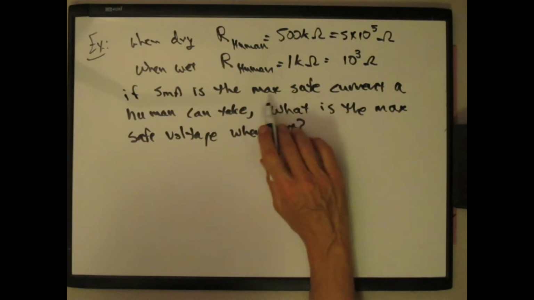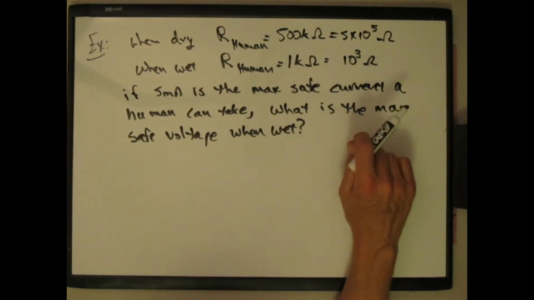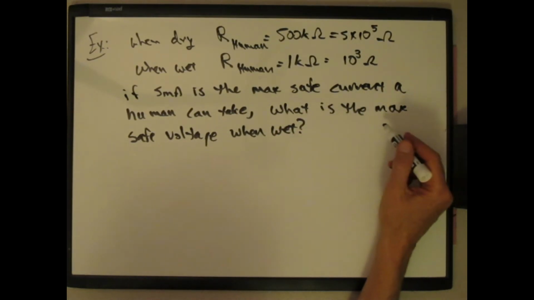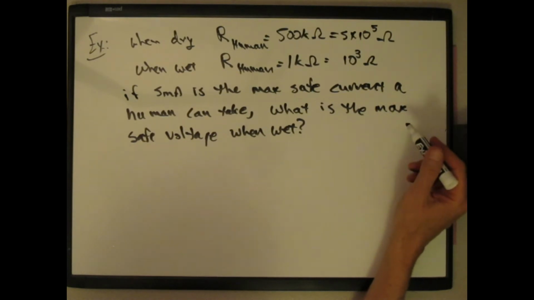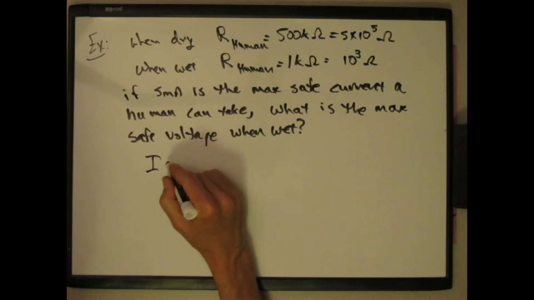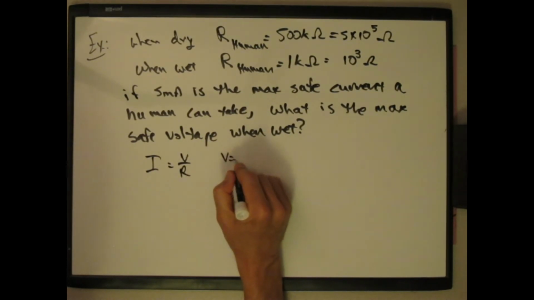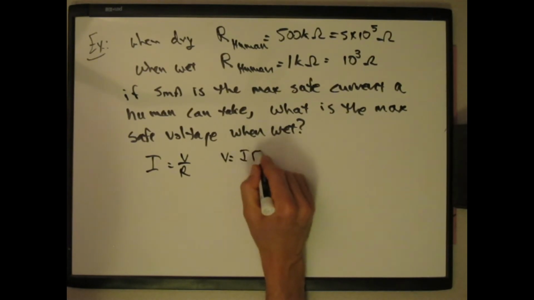But a 5 milliamp current is the maximum safe a human can take. Usually 10 milliamps will kill you. So the question is, what's the maximum safe voltage you can get when you're wet, right? And so if we write down Ohm's law, it's I equals V over R. So then we can write it this way. We can say V equals I times R, right?